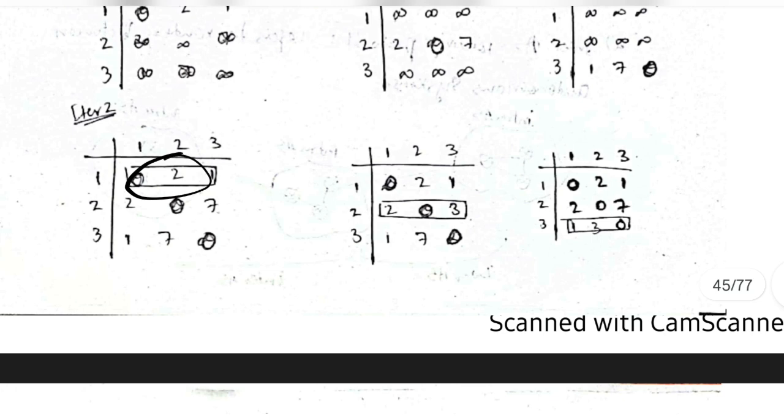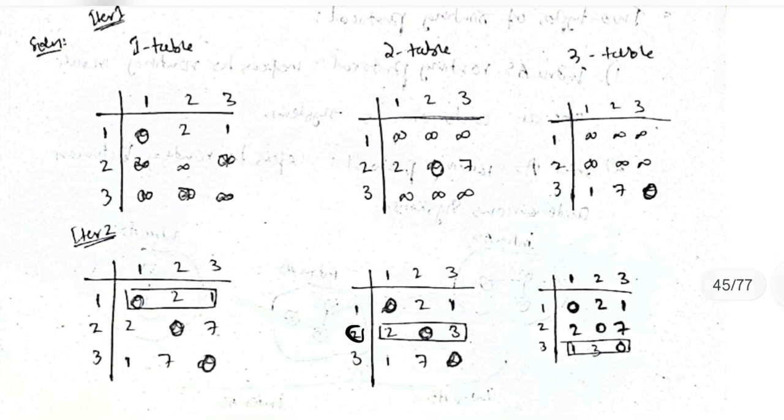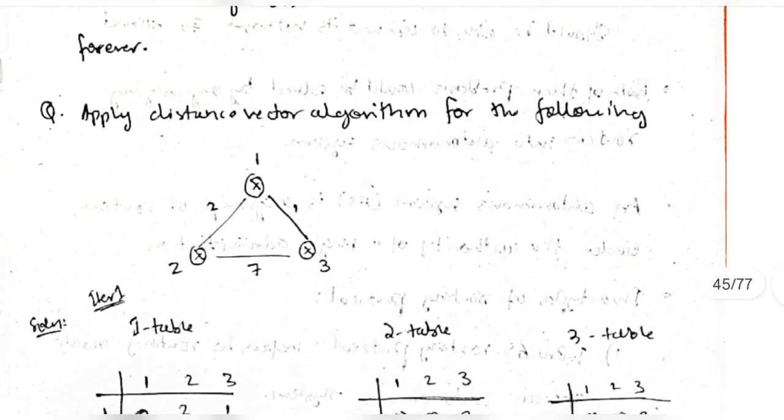So I am filling here the same values 0, 2 and 1. For the second table, I can go through 2 nodes. So I have to fill the values 2 to 1, 2 to 2, 2 to 3. So let's see, from 2 to 1 the shortest path is 2 only. From 2 to 2 the shortest path is 0. From 2 to 3 this is the initial path which I had written, but since it's iteration 2 I can pass through 2 nodes.